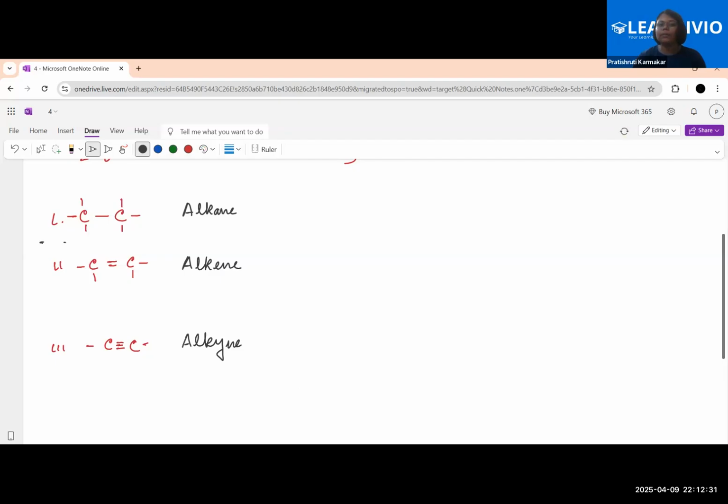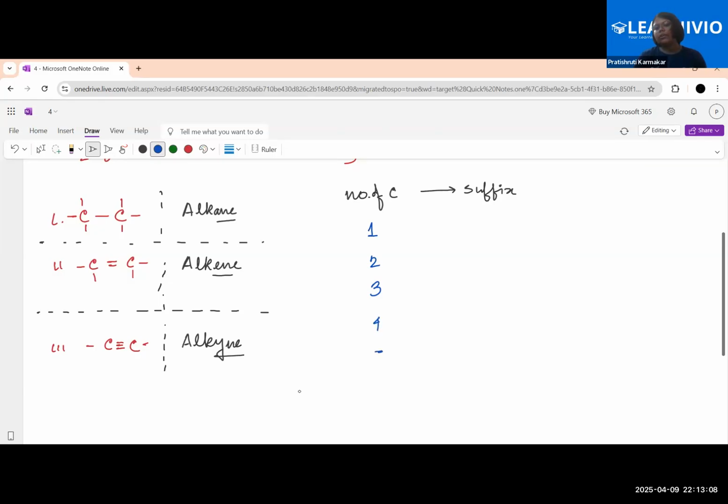Now, if we go this way, the number of carbons. This is one chart we have to remember. Another chart we have to remember is the suffix: we add -ane, -ene, -yne. Now we have to learn the number of carbons and the corresponding prefix.